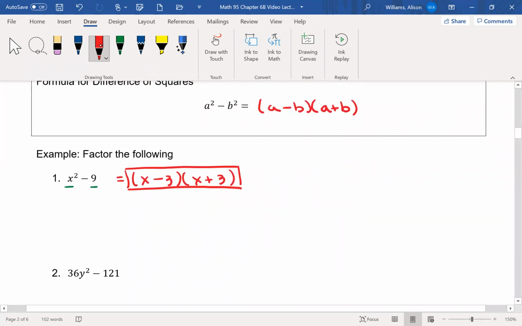Let's try that again. Okay, so we ask ourselves, are these perfect squares? Does something squared give me this number? So I look at the 36, and 36 is 6 squared, 6 times 6.